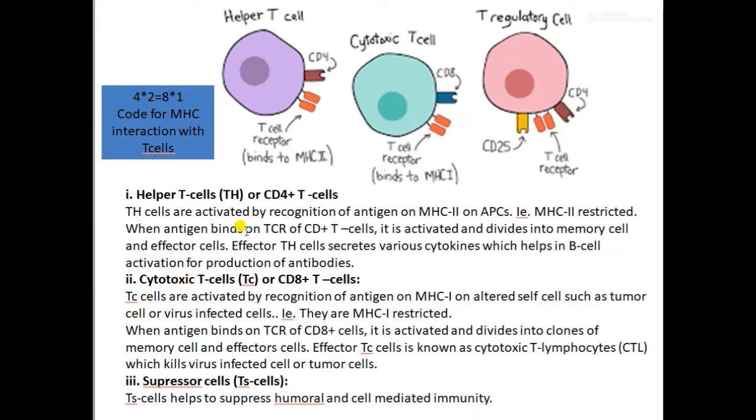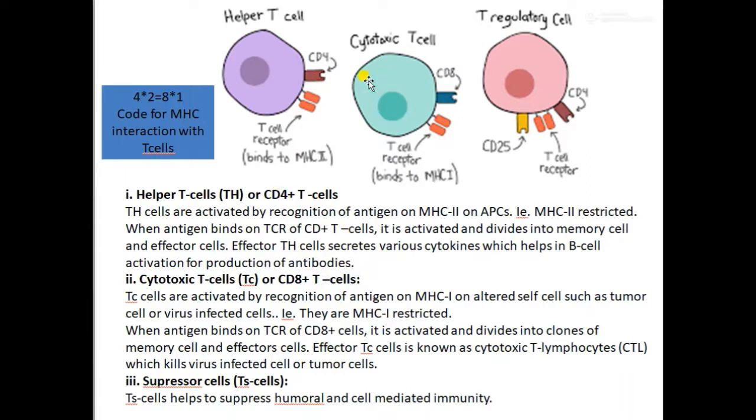The T helper cells have the CD4 receptor on them, and they are activated by the recognition of antigen on the class 2 MHC on the antigen presenting cell. You do remember that on the B lymphocyte you have the class 2 MHC molecule, and so when the antigen presented on the class 2 MHC of the antigen presenting cell interacts with a T helper cell, it gets activated. Once activated, it becomes an effector T helper cell, and it will secrete various cytokines which help B cell activation for the production of antibodies.